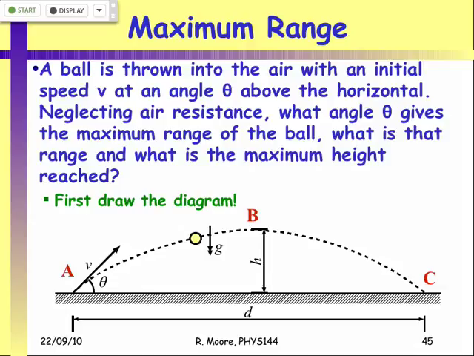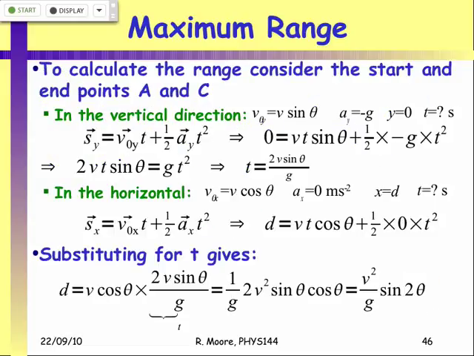So what is the furthest you can throw something if you're throwing it at speed v, and what angle should you throw it at to get that maximum range? What we're going to do, again, I'm going to go through this quickly, but I suggest that you go and look through it yourselves.